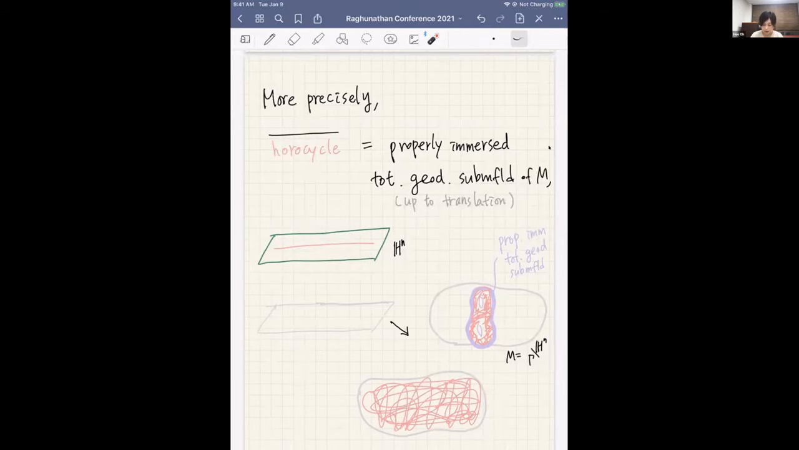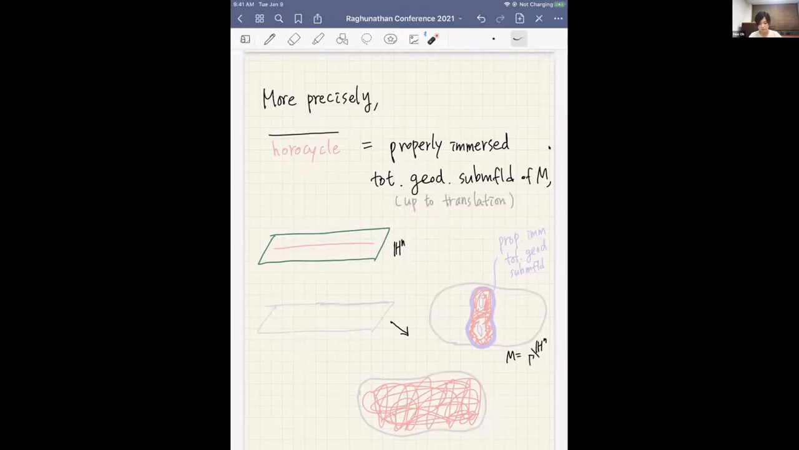So it's possible that some manifold does not have any properly immersed totally geodesic submanifold, and then every horocycle is dense. On the other hand, if this manifold happens to have some properly immersed totally geodesic submanifold, then this submanifold will contain a lot of horocycles, and these horocycles of course cannot get out of this properly immersed submanifold. They can only be dense there. Okay? That is as much as they can do. And then the theorem says that these are all the possibilities up to translations. So the closure of any horocycle is a properly immersed totally geodesic submanifold of M up to translation.